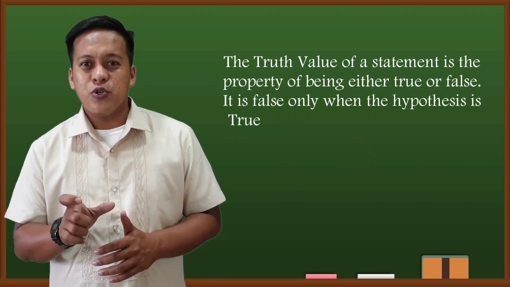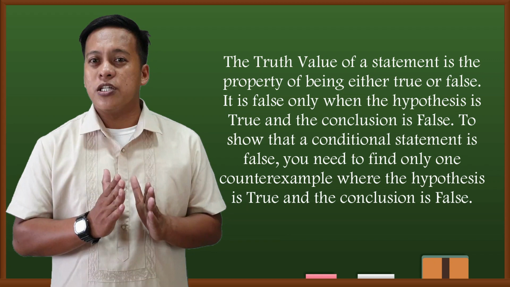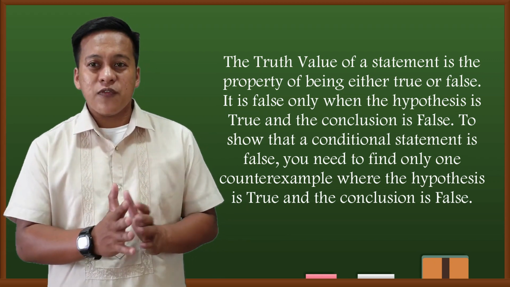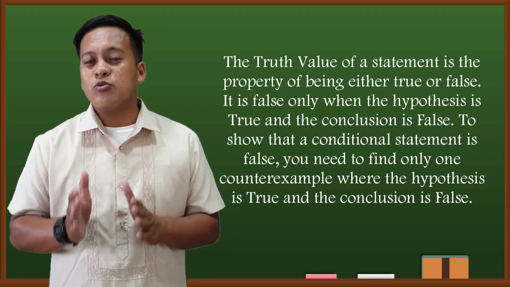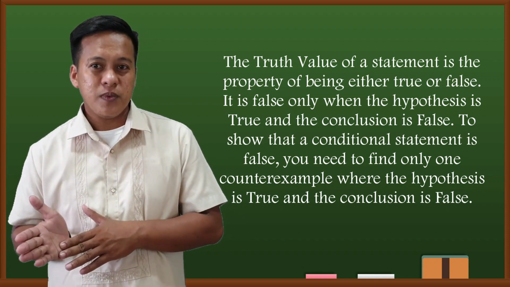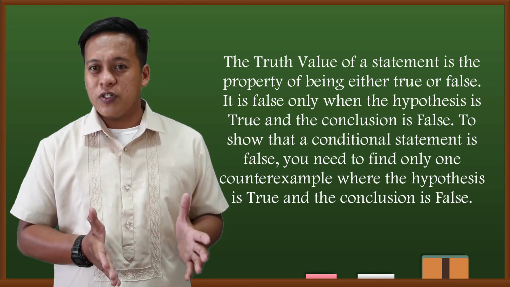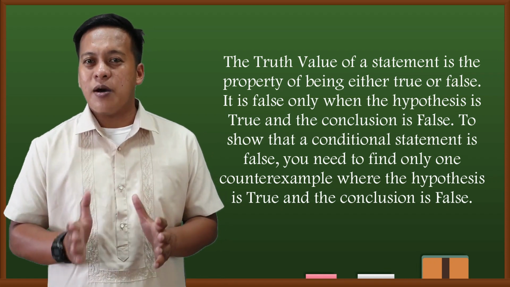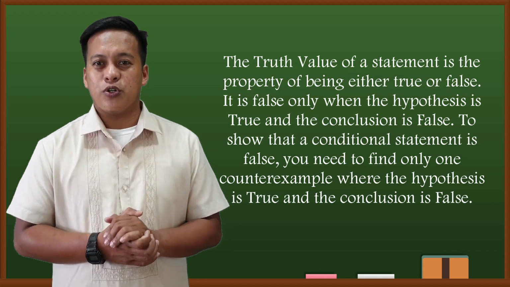The truth value of a statement is the property of being either true or false. It is false only when the hypothesis is true and the conclusion is false. To show that a conditional statement is false, you need to find only one counterexample where the hypothesis is true and the conclusion is false.